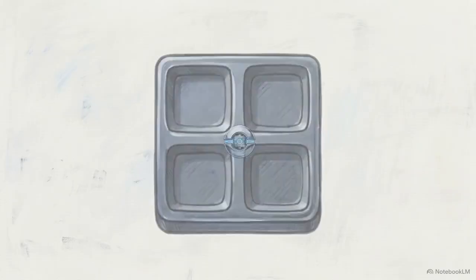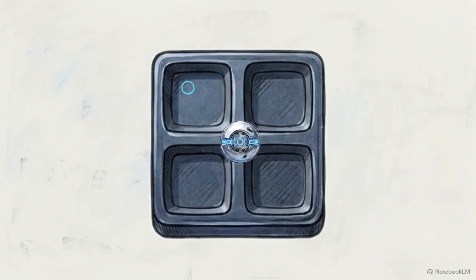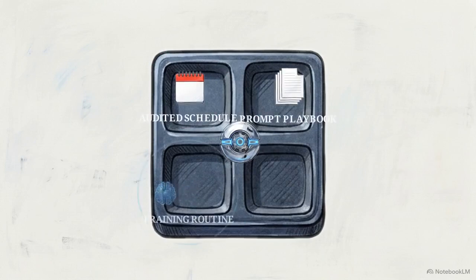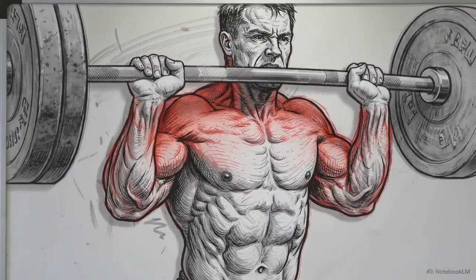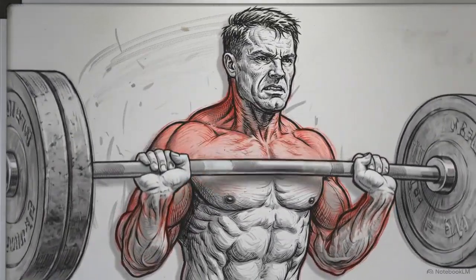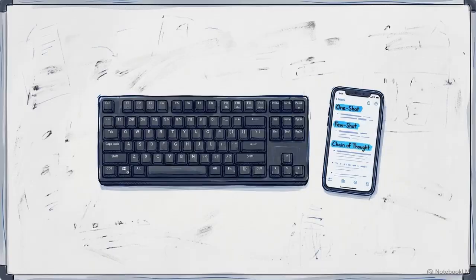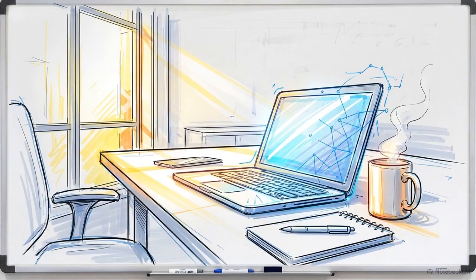Your system is now assembled. An audited schedule to protect your focus, a prompt playbook for strategic work, a training routine for cognitive growth, and a beginner's guide to master the basics. You are no longer using AI as a mental shortcut. You are using it to actively expand your cognitive abilities. Copy these prompt templates into your primary notes application now. Having them ready for deployment tomorrow morning is the difference between a one-time experiment and a permanent system.